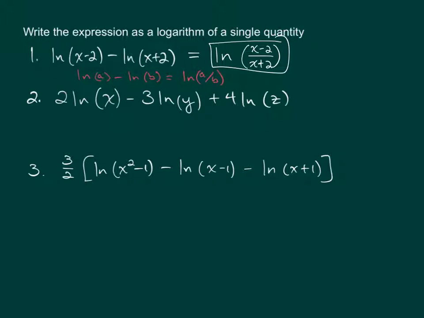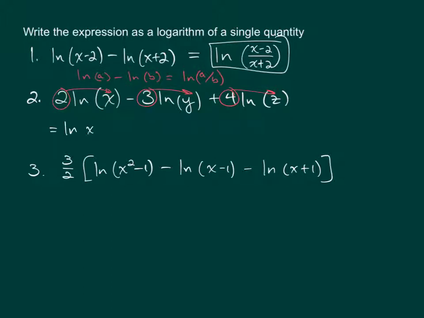For this next one, before we are able to condense this using subtraction and addition, the first thing we need to do is get rid of these coefficients. If you go back and look at the properties, the addition and subtraction property here do not allow for constants to be multiplied in front. So the first step that we need to do here is move the 2 up here to the power of x, the 3 up here to the power of y, and the 4 up here to the power of z. So that'll look like this.